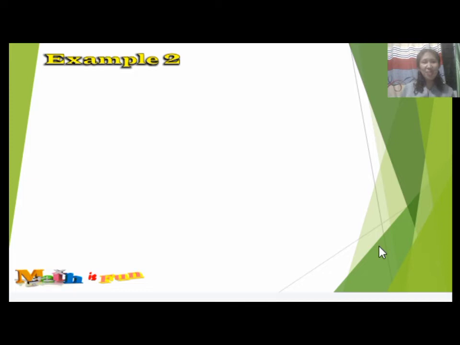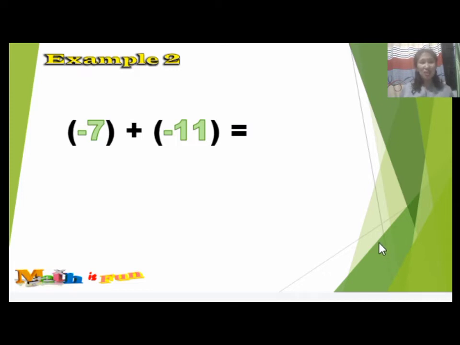Let's have example number 2. Negative 7 plus negative 11. What is the sum? As you can see, these two are both negative integers. So, apply rule number 1. We have to add the numbers, then copy the common sign, which is negative. Therefore, negative 7 plus negative 11 is equal to negative 18, correct.